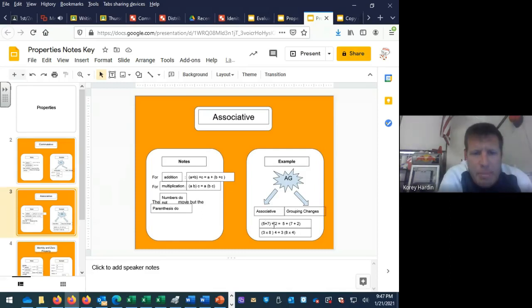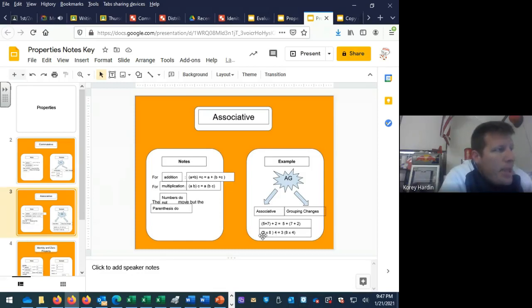So if I look at this example, 5 plus 4, in parentheses, plus 2, equals the same thing as 5 plus 7 plus 2 inside of parentheses, okay? So you've got to have the same signs, addition, but the grouping is the same. 5 and 7 is grouped together on the left, 7 and 2 is grouped together on the right. No matter which way you do this, both sides are going to equal the same answer.